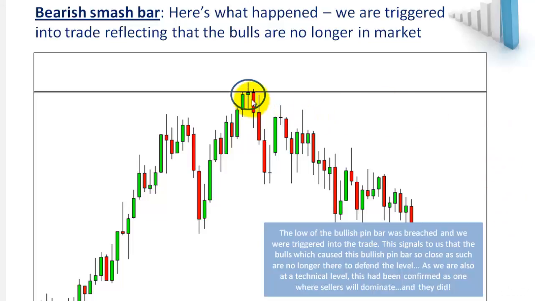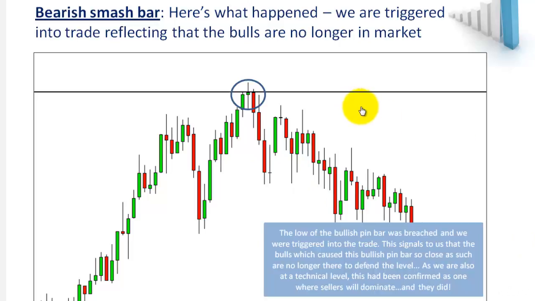As the low of our activator bar, or bearish smash bar, was breached, we were triggered into the trade, which confirms the fact that it's a smash day or a smash bar, and that the bulls which were once there to defend the level, where the low of this bullish pin bar was, they're no longer there at the point where the next day took out the low and triggered us into the trade.